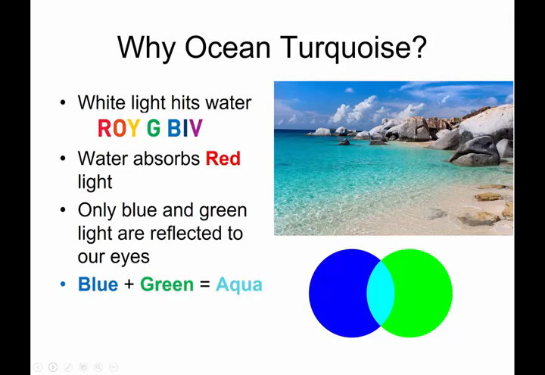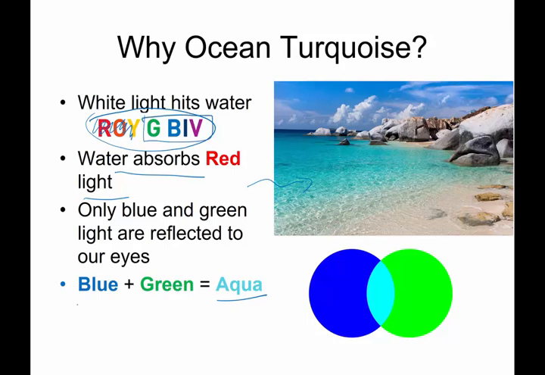One of the other questions people ask me is, why are oceans turquoise? Oceans are blue, but they're not just blue. They're this beautiful aqua kind of color. Again, water absorbs red light. So you've got all of the colors of the rainbow. Water has absorbed the reds and the yellows. What's left? The greens, the blues, and the violets.